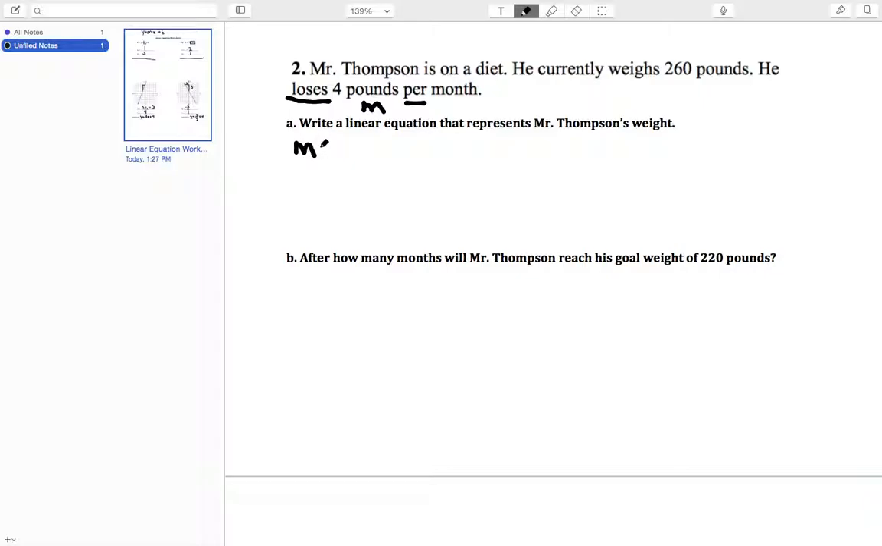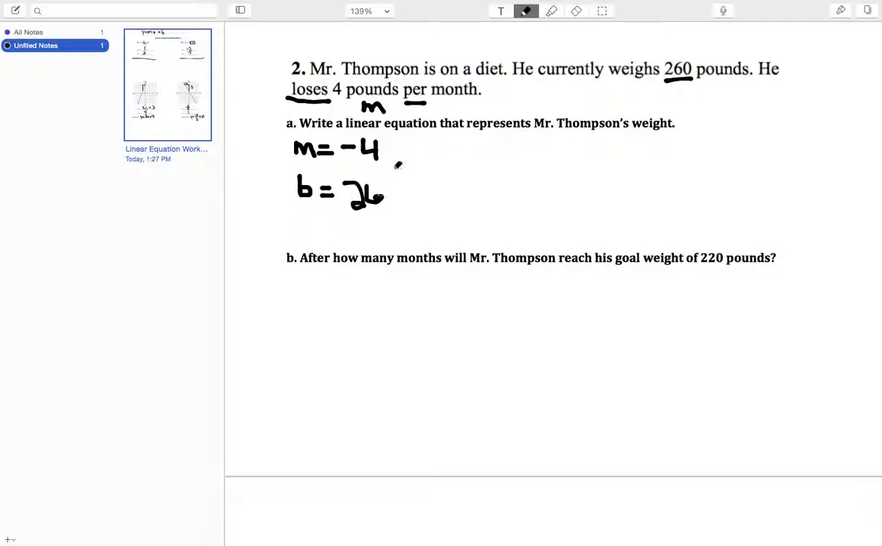However, that word loses is also attached with that 4. Loses is going to have to mean that it's going to be a -4 for my rate of change, or my slope. Then I have to look for what my B is. In this case, it's saying he currently weighs 260. That's going to be your starting point.